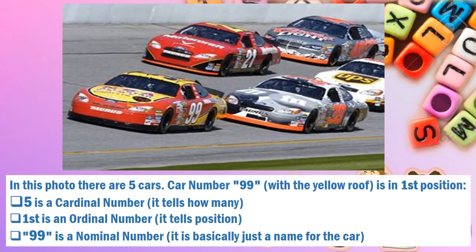Okay, students, look at this picture. In this photo, there are 5 cards. Card number 99 with a yellow roof is in first position. 5 is a cardinal number. It tells how many. First is an ordinal number. It tells position. 99 is a nominal number. It's basically just a name for the card.